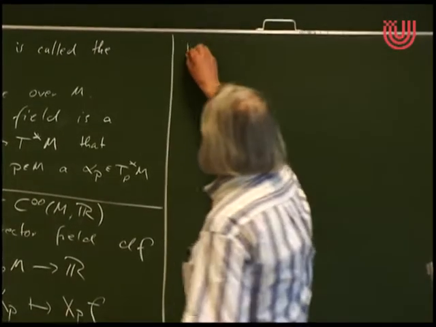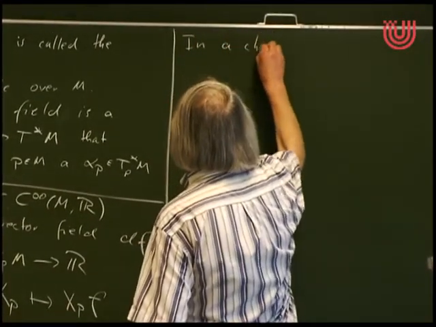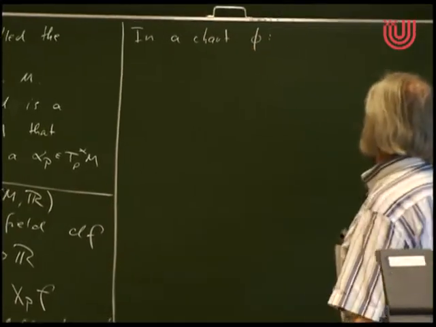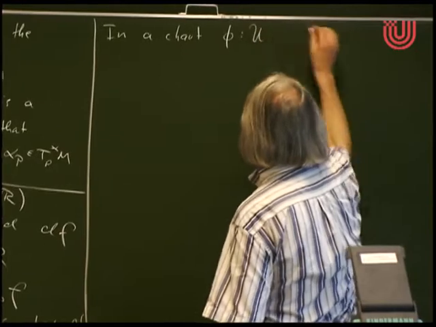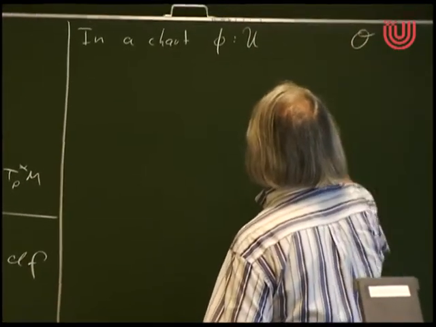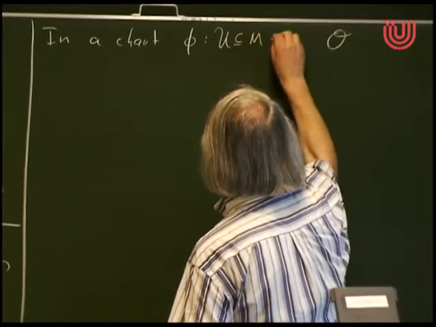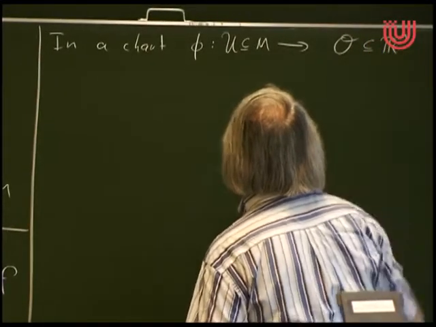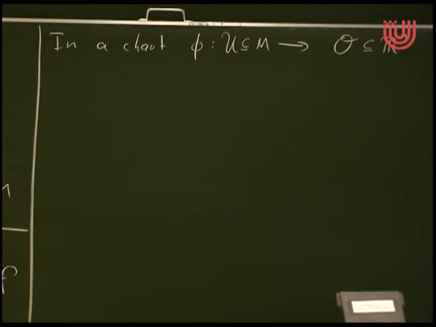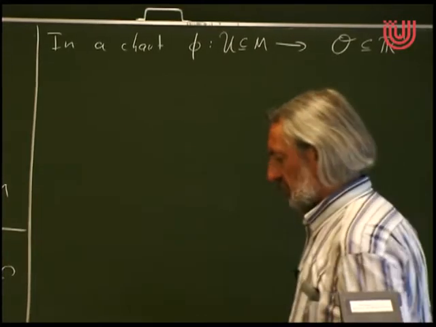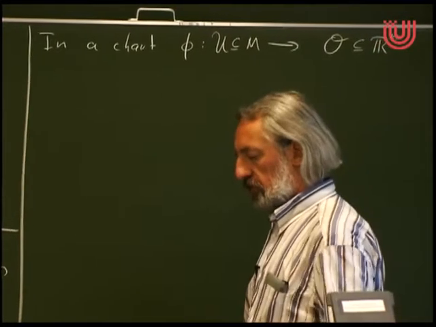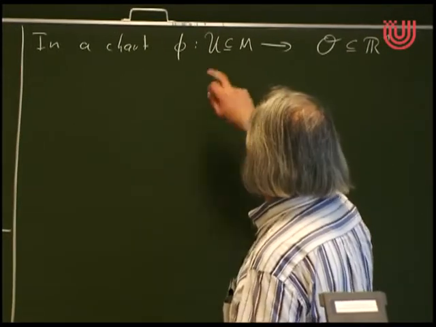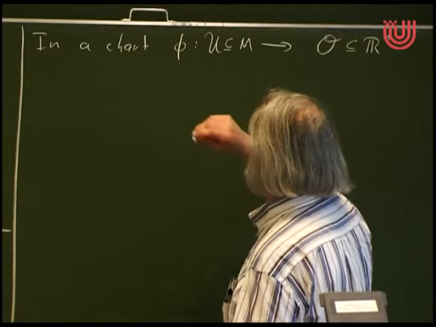So in the chart, well, I hope everybody remembers what the chart was. We had it introduced as a map from the set U to O, and U was an open subset in my manifold, and O was an open subset in R^n. So it was what is usually called just a grid of coordinates. It assigns a grid of coordinates to my manifold, or rather to a subset U.